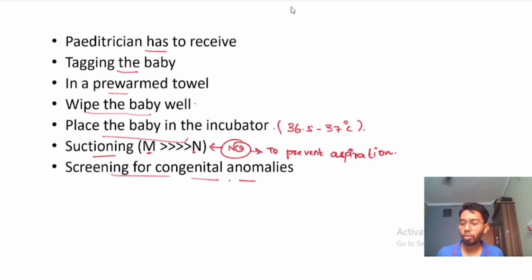For example, in CTEV, we can do a simple procedure to find out whether the baby has CTEV or not. Just assume this is the shin of the tibia of the baby's leg, and this is the foot of the baby. We dorsiflex the baby's foot and try to touch it to the shin. If that is possible, then the baby is normal. If that is not possible, then there are increased chances the baby might have congenital talipes equinovarus.